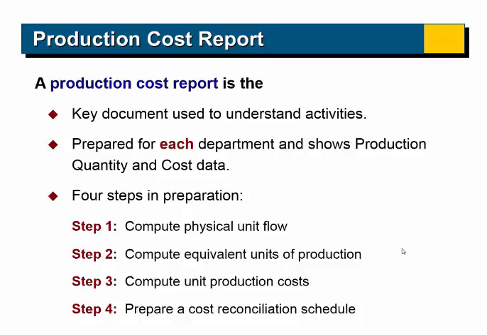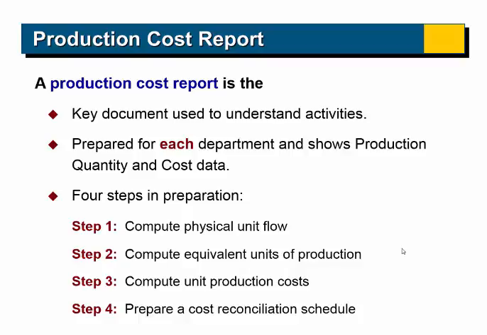We follow the 4 steps. We're going to compute the physical unit flow. We've talked about this. We had 100,000 to begin. Those came over for May. We started 800,000 in the month of June for a total of 900,000. We then needed to compute the equivalent units of production. We have just seen that. We had 900,000 as to materials and 820,000 as to conversion costs.